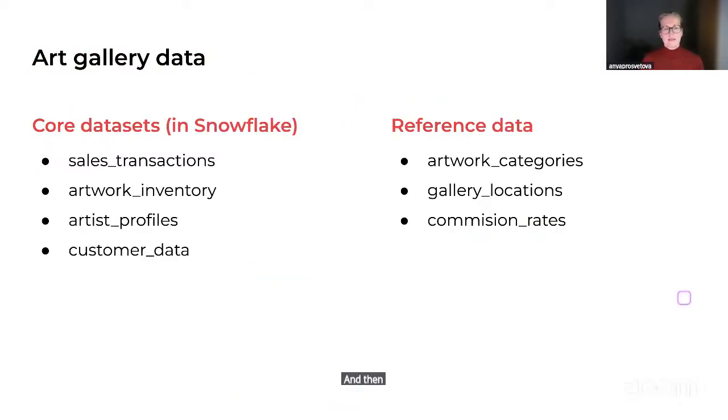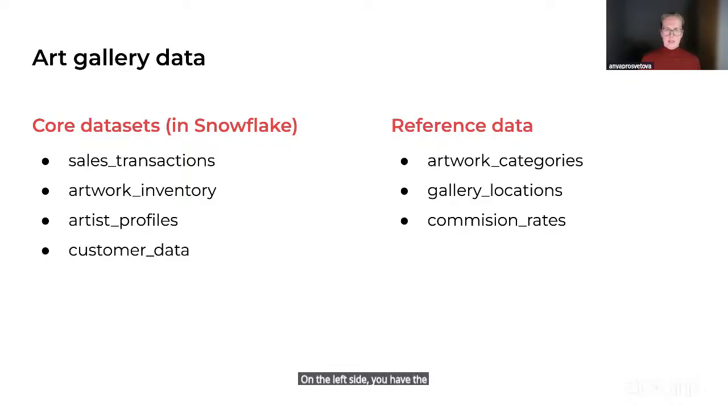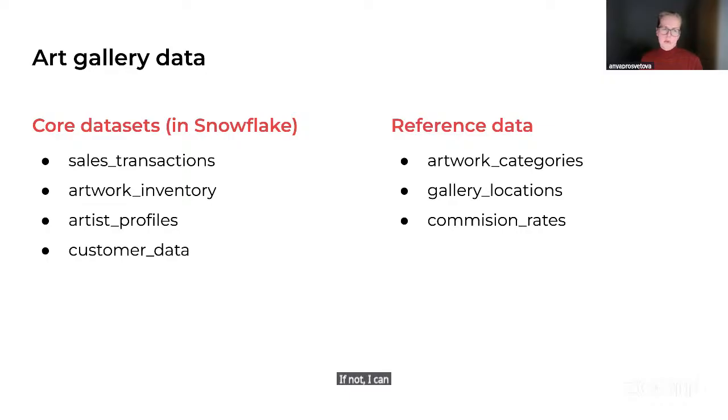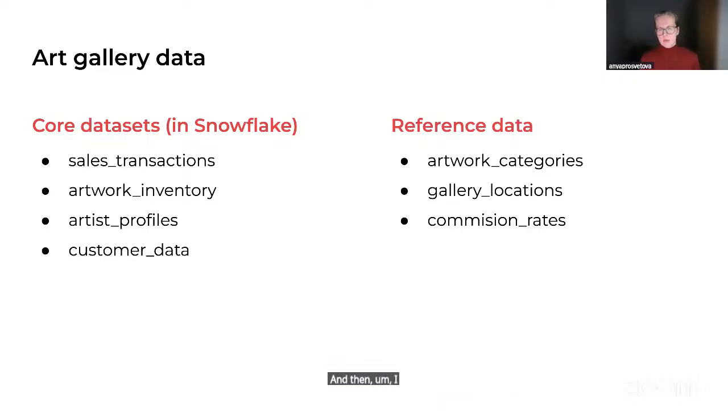And then this is the data that we're going to work with. There are two groups, two types, let's say, of data sets that we will have in this workshop. On the left side, you have the core data sets that you have loaded, hopefully, into Snowflake. That was one of the steps before this workshop. If not, I can quickly show you how to do it. So that will be our sales transactions, the inventory of artworks we have, the artists that the gallery represents. And then I also have customer data.